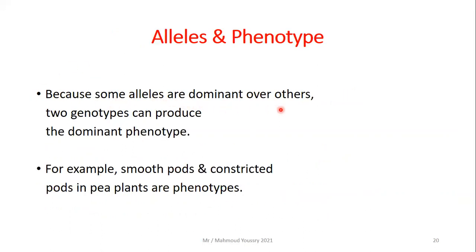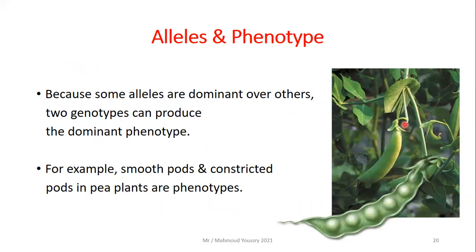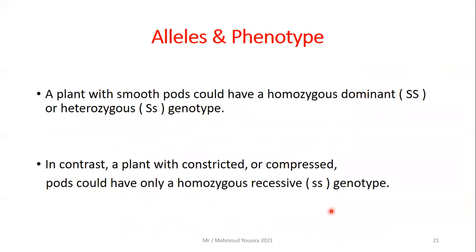Because some alleles are dominant over others, 2 genotypes can produce the dominant phenotype. For example, smooth pods and constricted pods in pea plants are the phenotypes. The smooth pod is the one that has air inside, the smooth one. The constricted one is the one that is shrunken. These are phenotypes. I can see them with my own eyes. What about the genotype? Let's see.